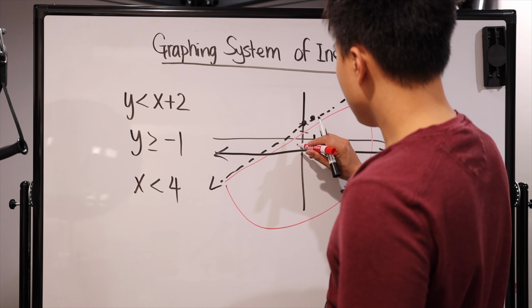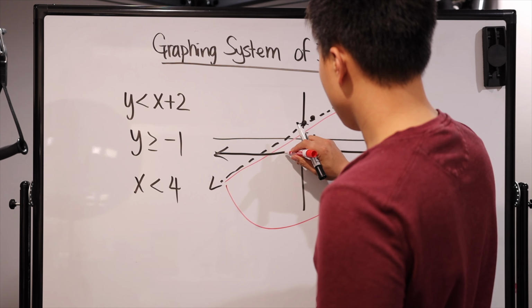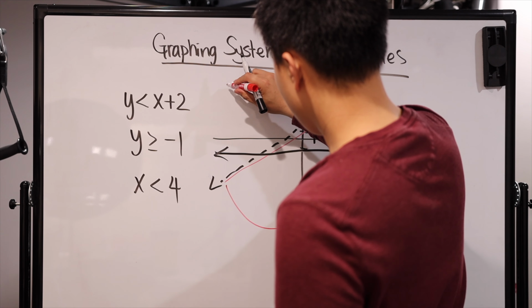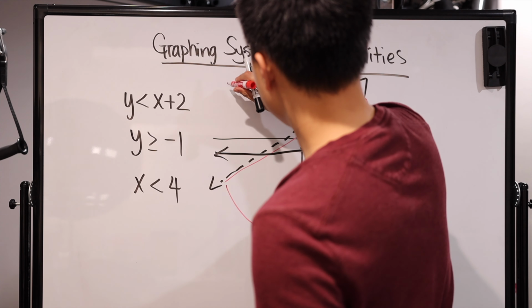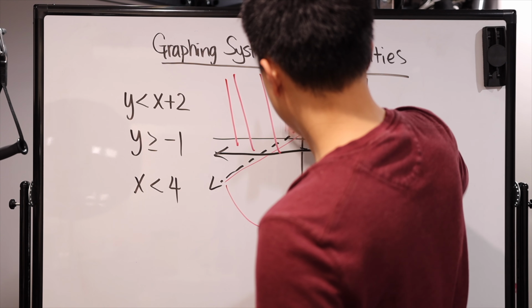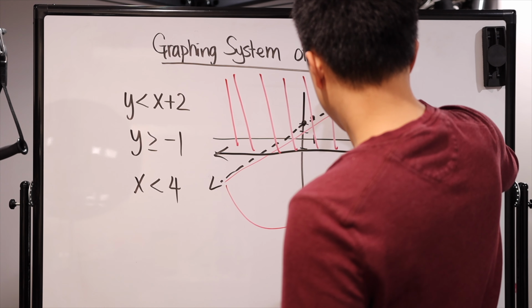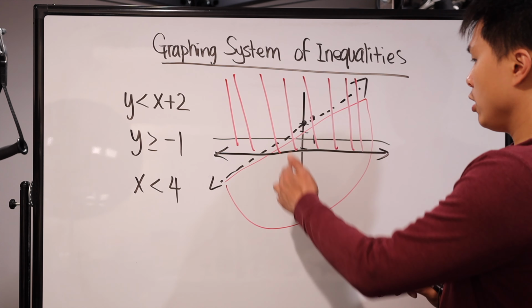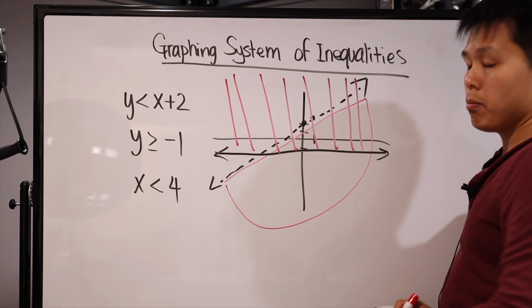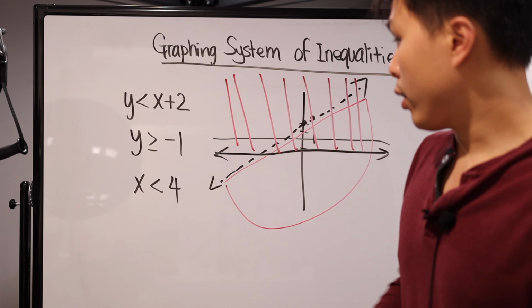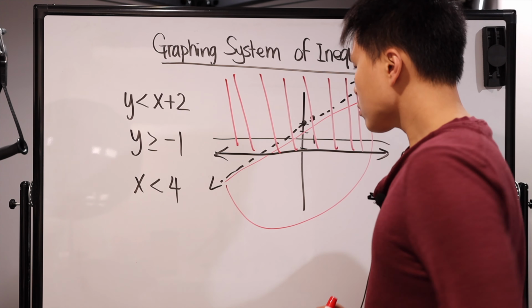So now it's going to be shaded everything. How can I shade this without it being confusing? Let's do this. Shade everything up here. Okay, notice this little area right here is overlapping. Okay, but we're not done. There's one more. There's this guy right here.